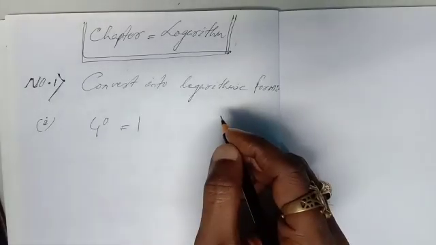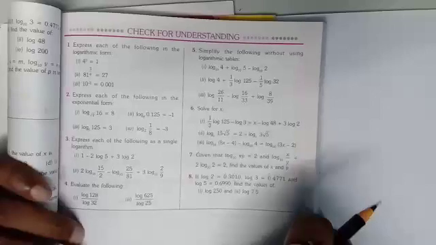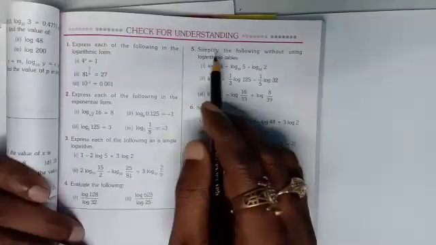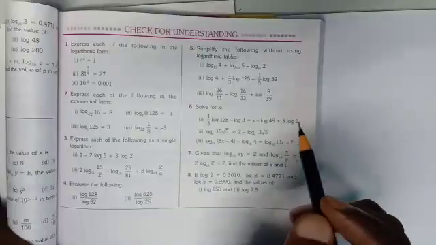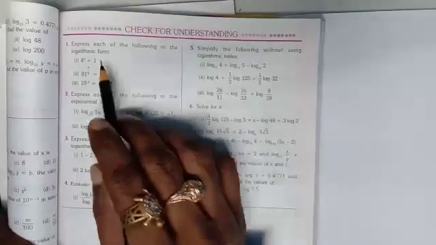Today I am continuing the chapter logarithm. That is the chapter test. From the book chapter test, check your progress. There are 7 questions given. I am doing number 1 C.